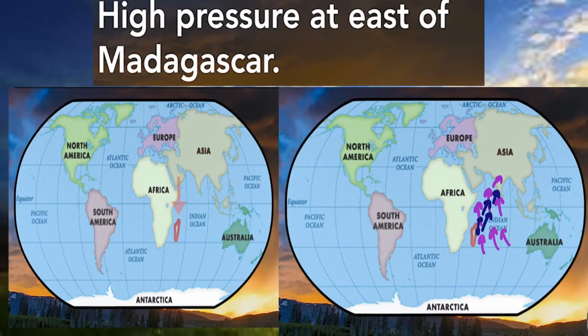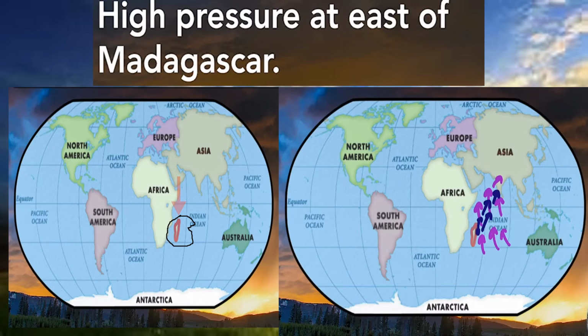High pressure at the east of Madagascar. Where is Madagascar? Madagascar is a small island located in the Indian Ocean, off the southeastern part of Africa. How does this affect or bring rainfall to India?